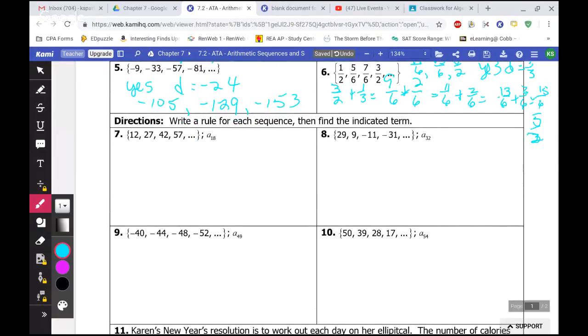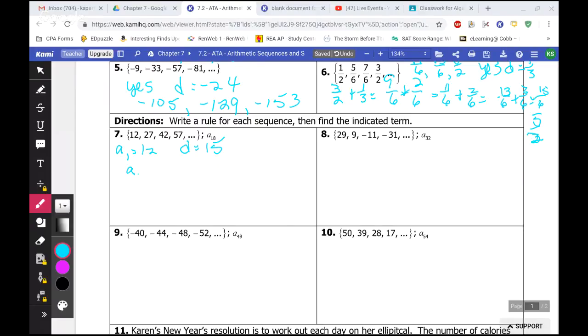Write a rule for each sequence, and then find the indicated term. So what you're going to do on this one is we know that A1 is 12. And then you have to find the common difference. So the common difference, 12 to 27 is 15. And just to confirm that this is in fact arithmetic, if I added 15 to 27, it would be 42. So the common difference is D equals 15.